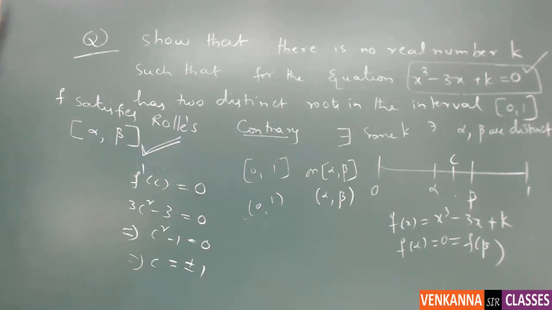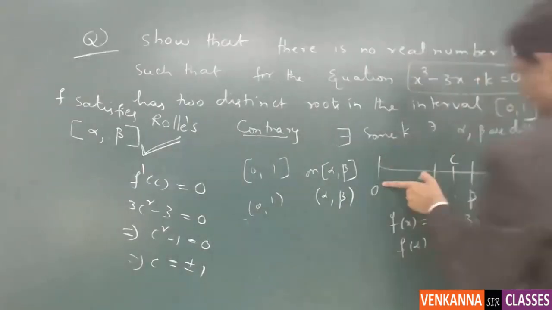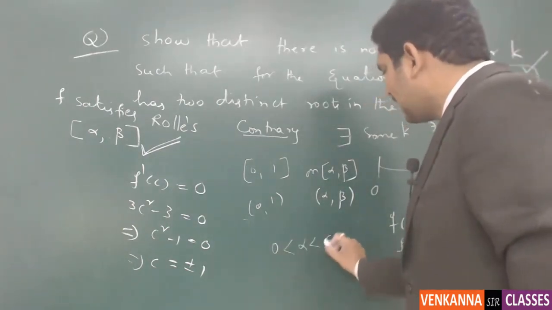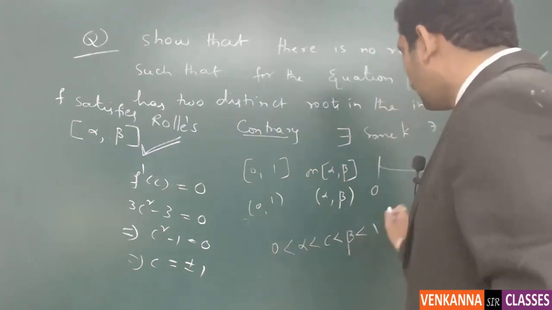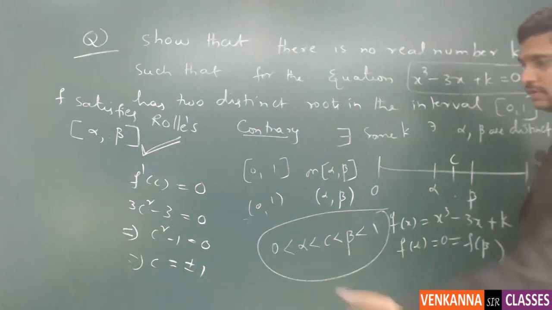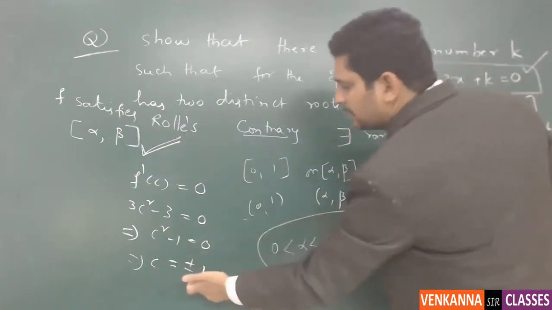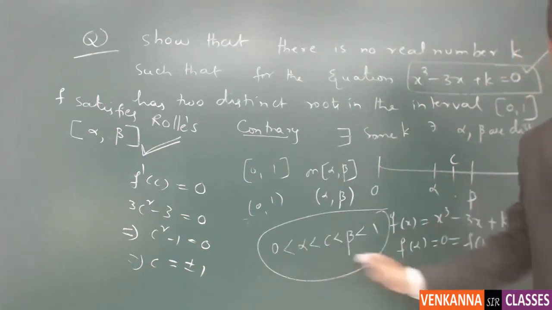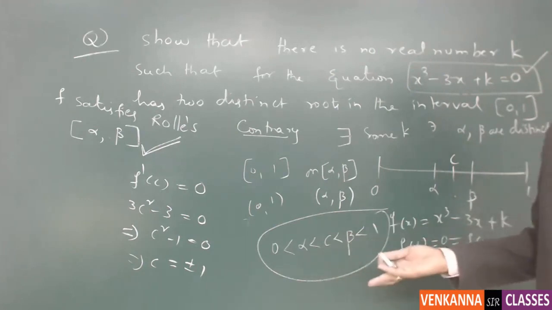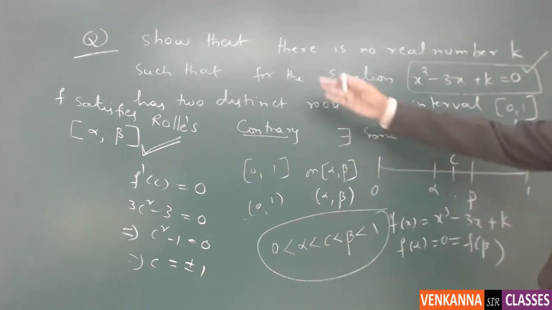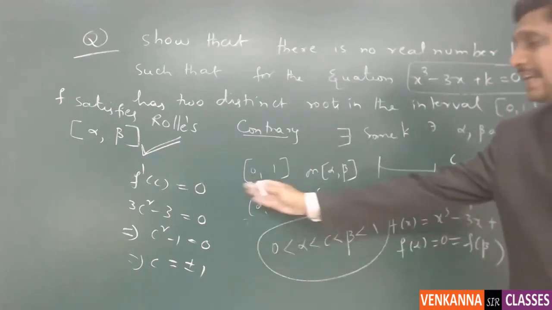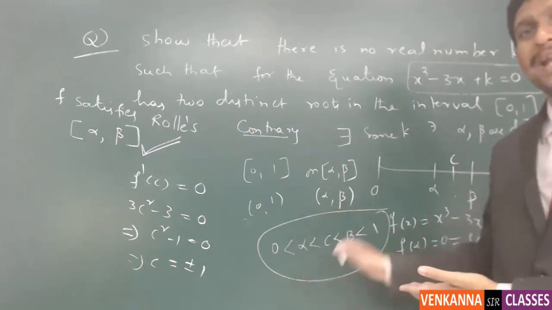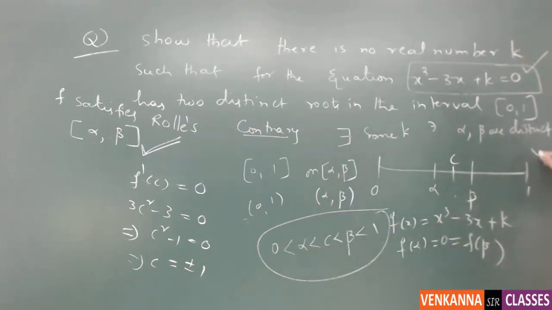Now what happens here? As per the variations, you have 0 less than alpha less than c less than beta less than 1. So, as per the problem, c must be either plus 1 or minus 1, which does not belong to the interval specified here. Since Rolle's theorem is always correct, our assumption so far is wrong. You are getting a contradiction here. Because if c exists, c must be here, but it is not practically possible. So you are getting a contradiction.